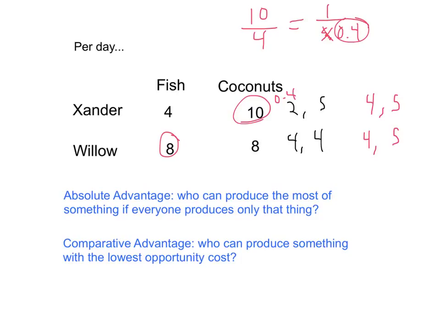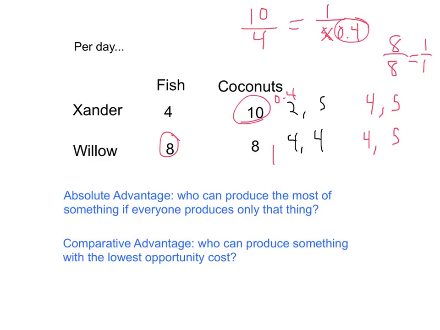For Willow, she is an 8 to 8, and therefore 1 to 1. So her opportunity cost per coconut is 1 fish. In other words, it's much costlier for Willow to collect coconuts than it is for Xander. She misses out on more fish than Xander will.